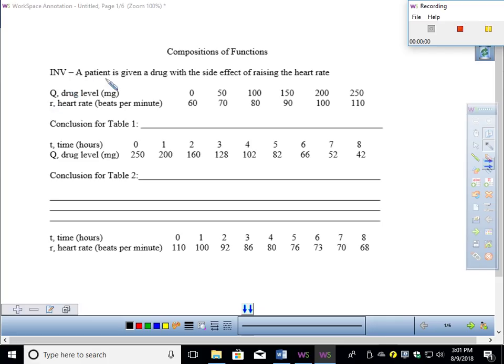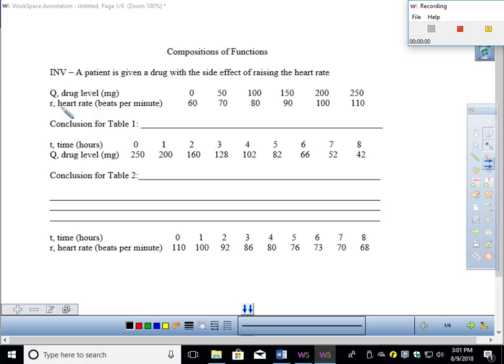Before we come up with a conclusion, think for yourself for a moment: which would be the input of the function, and which would be the output? Think about the way we've talked about functions. Which is the input, which is the output? I think of it all as dependence. Functions are all about one quantity depending on another quantity. And I hope you would agree that in this scenario, the heart rate would probably depend on the drug level.